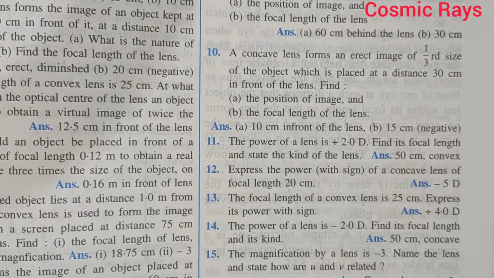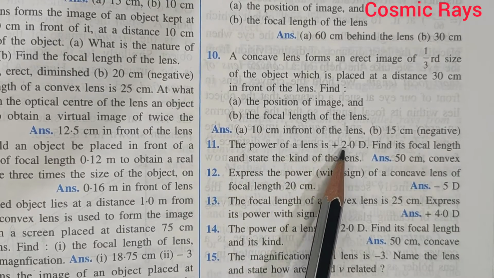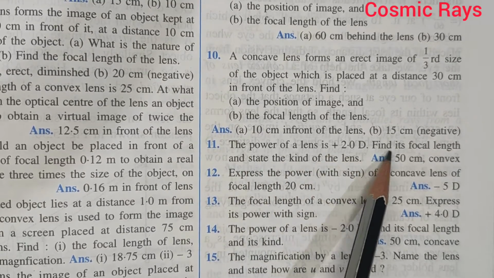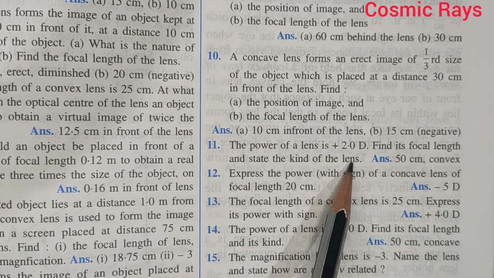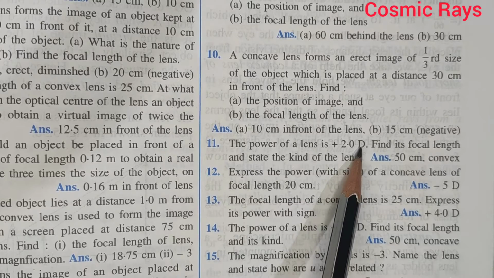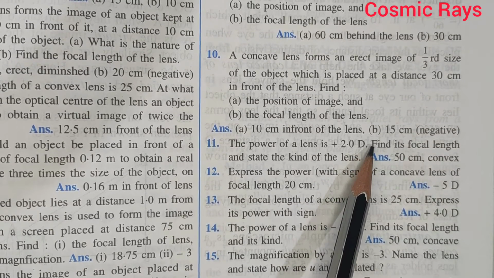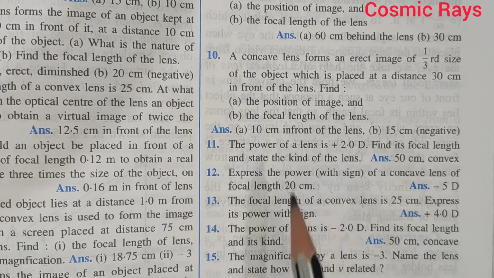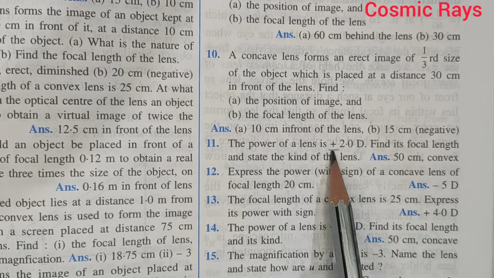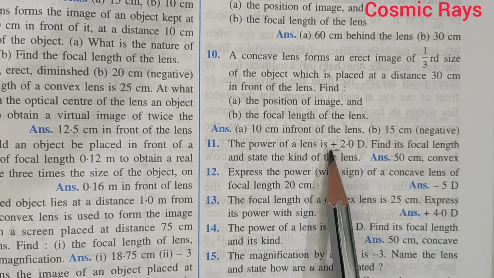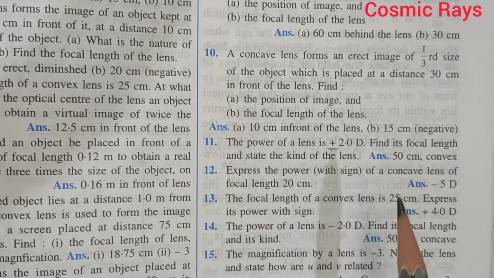Let's take up question number 11. It says the power of a lens is plus 2 diopter. We have to find its focal length and state the kind of the lens. So kind of the lens means whether concave or convex. Here we have to know that if power is positive, like in this question, the lens is going to be convex, and if the power was negative then the lens would be concave.